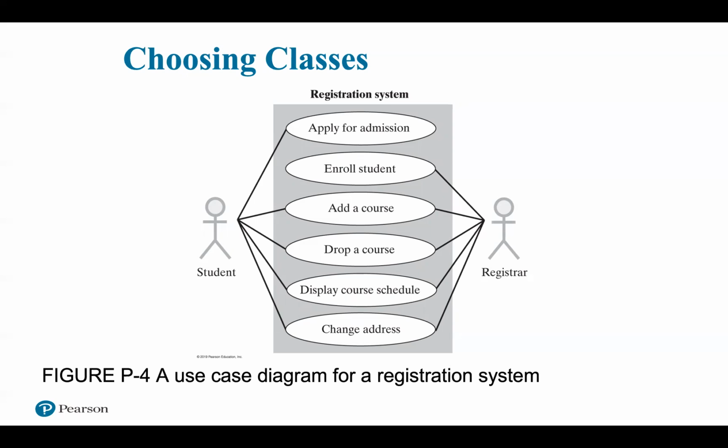It's a diagram for a simple registration system. Each actor, the student and the registrar, appears as a stick figure. The box represents the registration system, and the ovals within the box are the use cases. A line joins an actor and a use case if an interaction exists between the two.